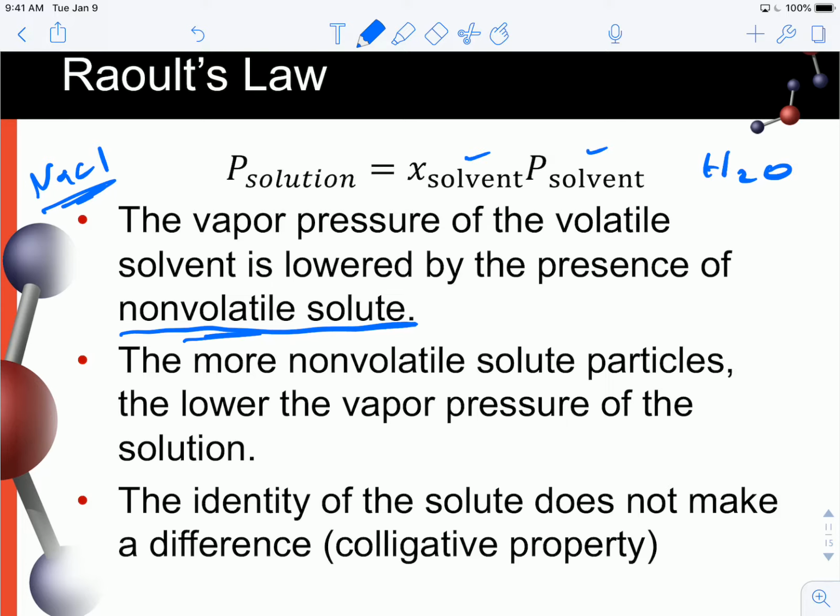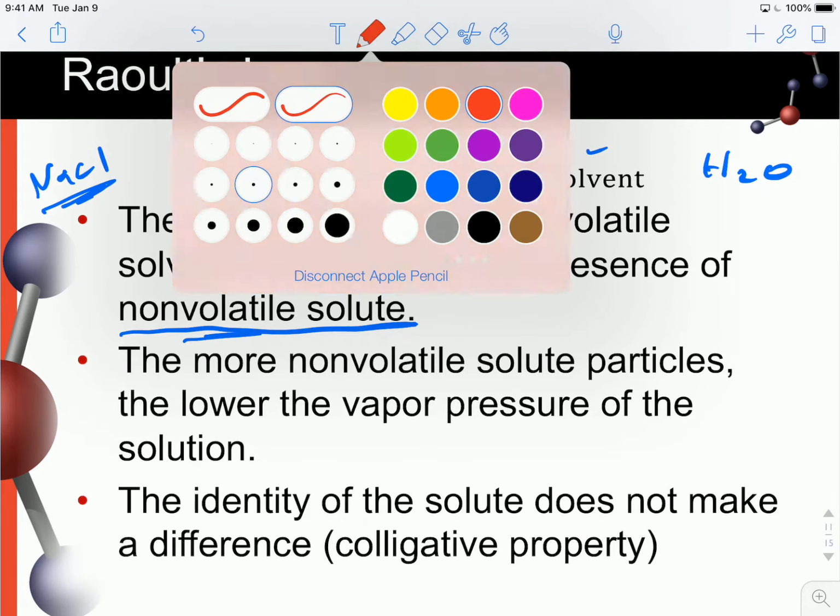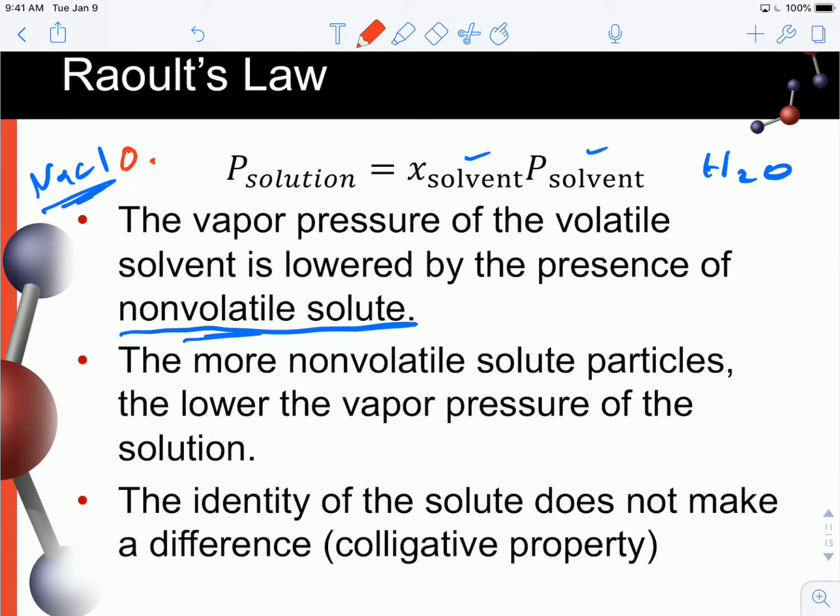The key here, a lot of students struggle with this, is that if you're given a question and they give you the mole fraction of sodium chloride as, say, 0.1, you don't put that 0.1 into here. It's for the solvent. You put 0.9 into here, and then the vapor pressure of water. That's one of the keys to using Raoult's law here, is not forgetting that.